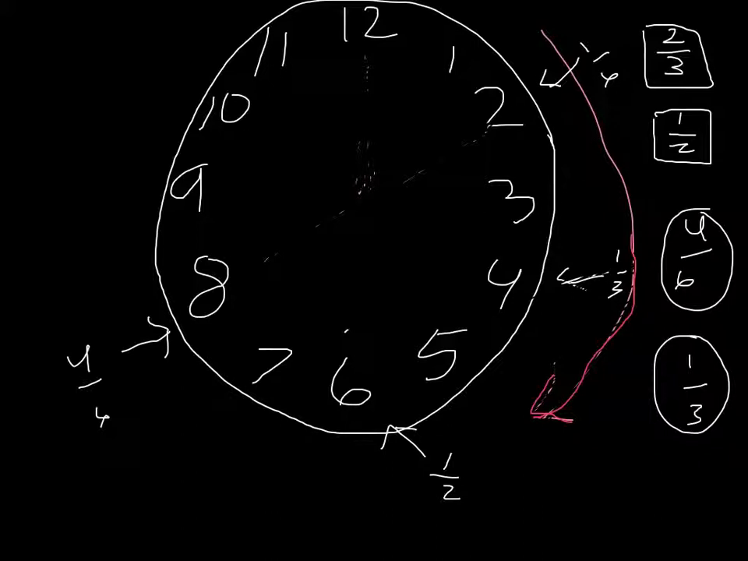So now let's try 4 plus 8. 4 plus 8 equals 12. And so since that is actually the full amount on the clock, you have to put both hands at the 12.